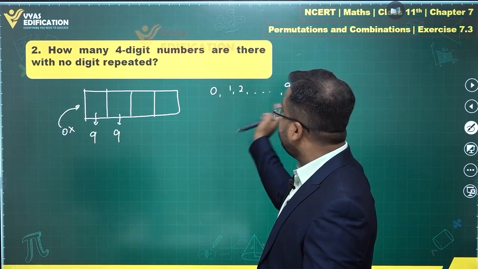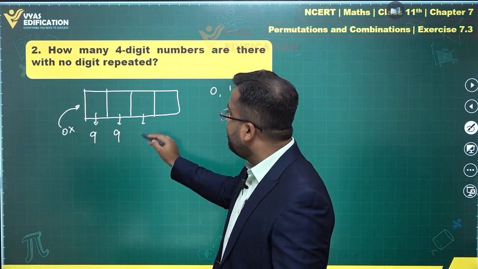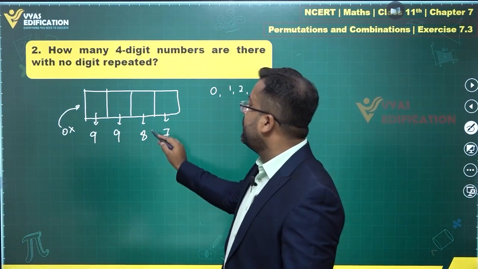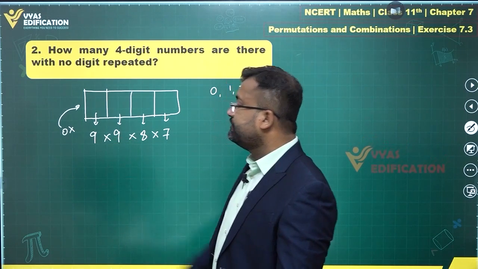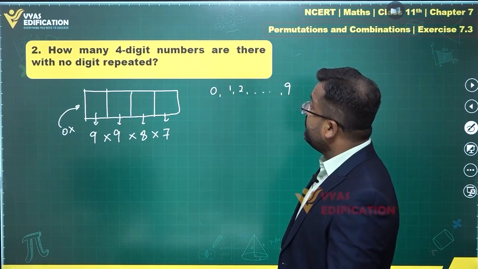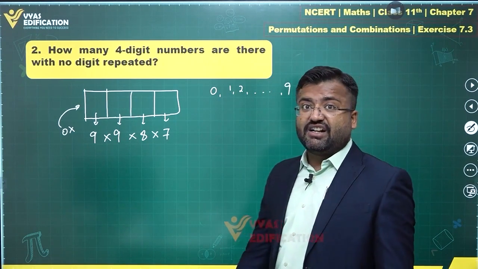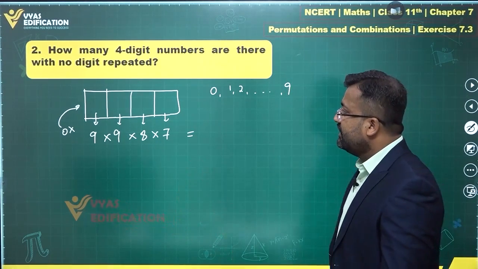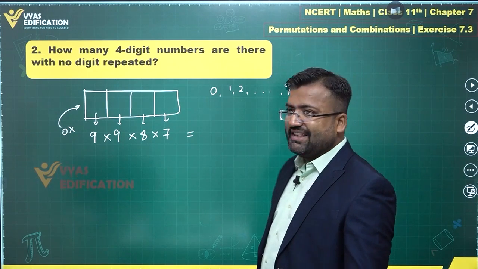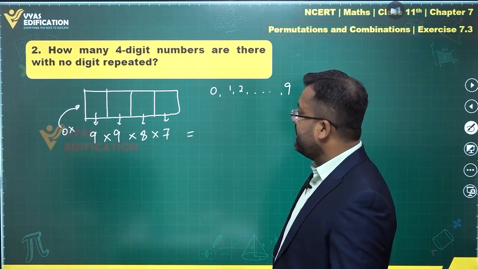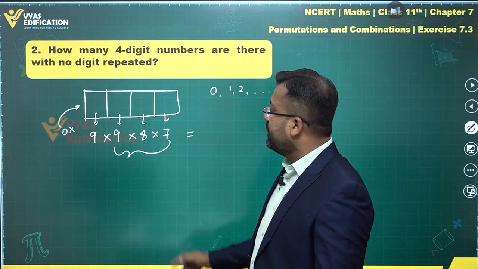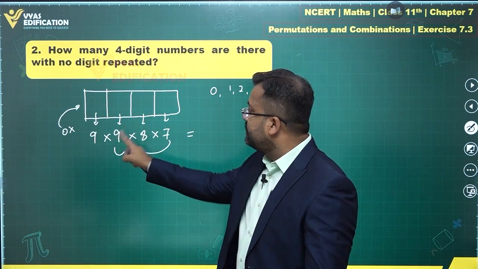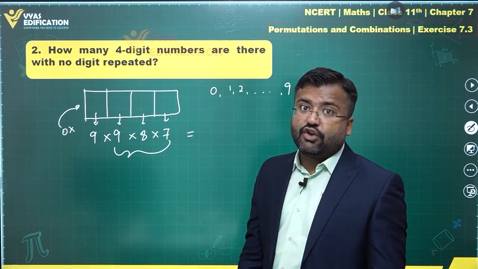Next one. Out of 10, you have used 2. So this will only have 8 possible choices. Out of 10, you have used 3. This will have only 7 possible choices. So this is what you get. These are the total number of 4-digit numbers with no digit repeated, right? This is what we have: 9 times 9 times 8 times 7, and this is pretty easy to calculate. This is 8 plus 1, 8 minus 1, and this is 8. So this becomes 8 square minus 1 into 8, which will be 8 cube minus 8.